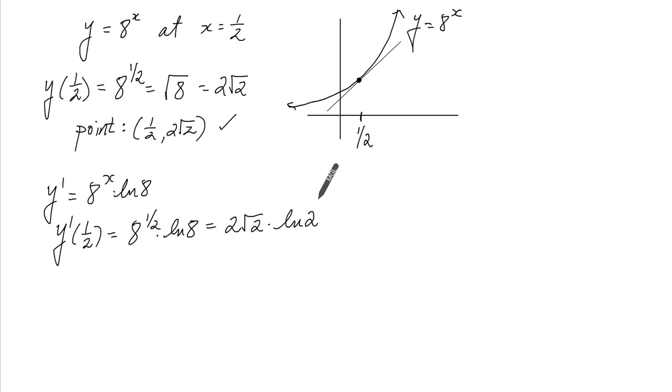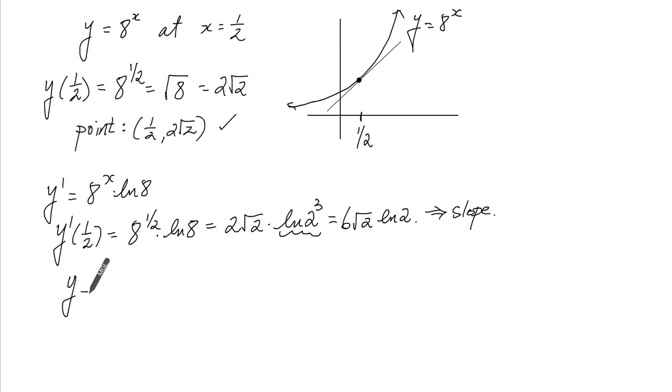And 8 can be written as 2 cubed. And using the ln property, I can bring down the 3 to the front, right, to further simplify. So I'll get 6 root 2 multiplied by ln of 2. And that right there is my slope. So we have a point, we have a slope. We should be able to find the equation of this tangent line.